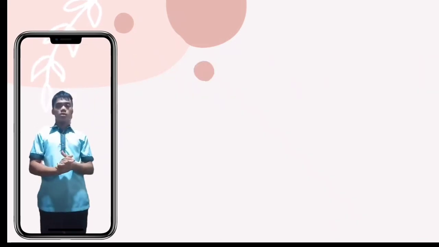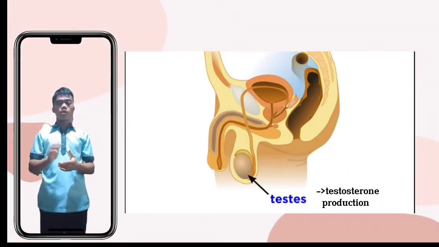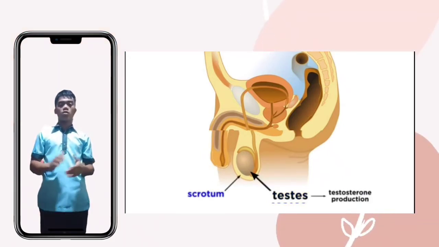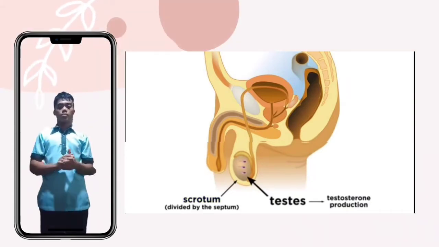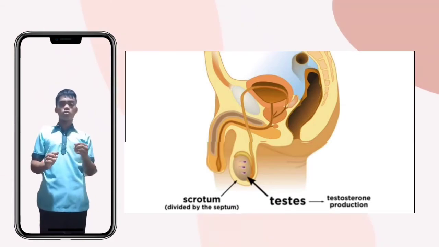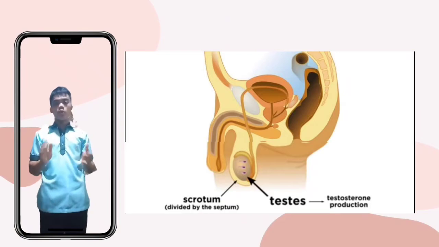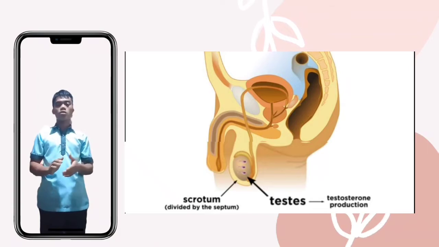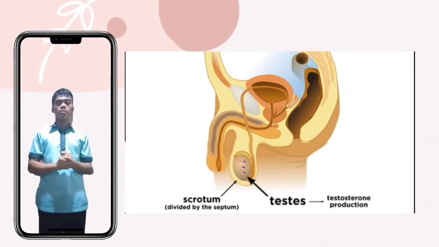As we said, the primary sex organs in males are the testes, which is where testosterone is produced. These are housed in a sac of skin called the scrotum, which is divided by a midline called the septum. It is here that sperm are produced, which may seem like a vulnerable place to store this critical asset. But the lower temperature outside the body is ideal for sperm production.